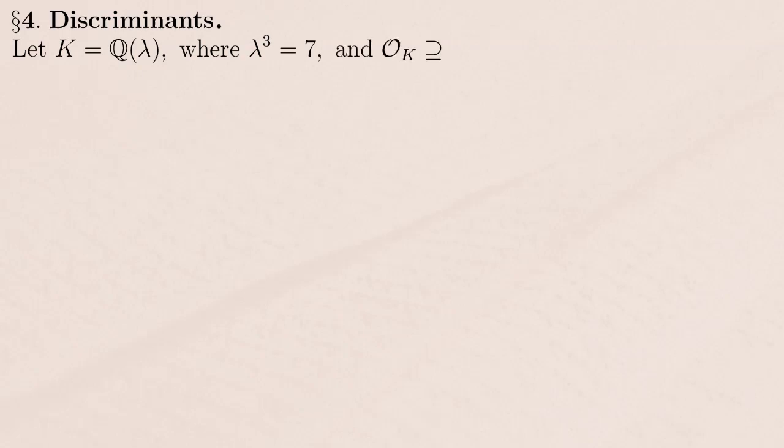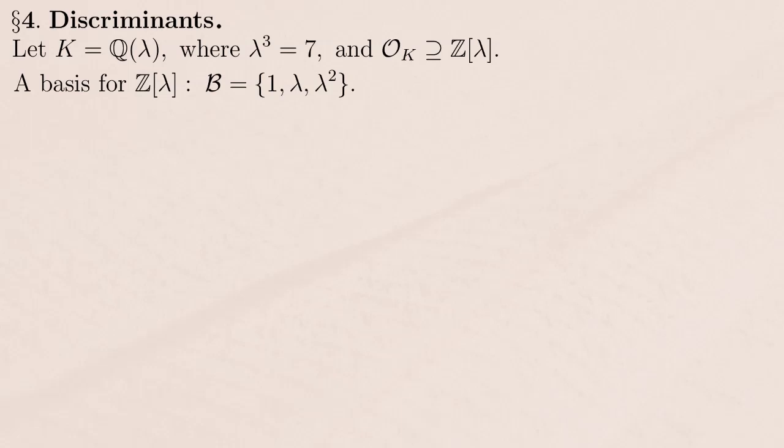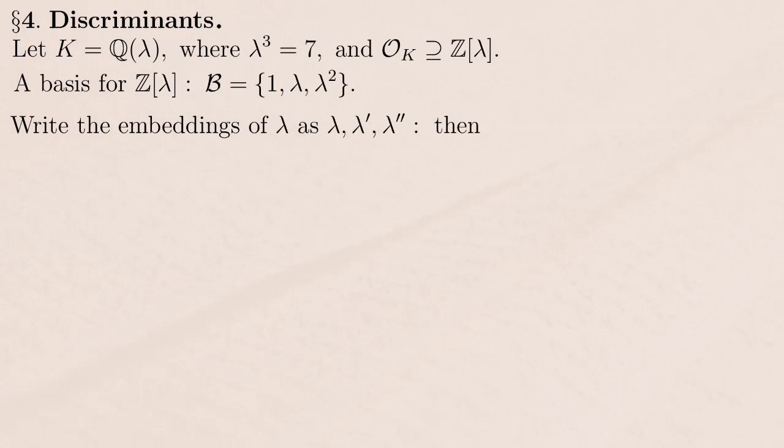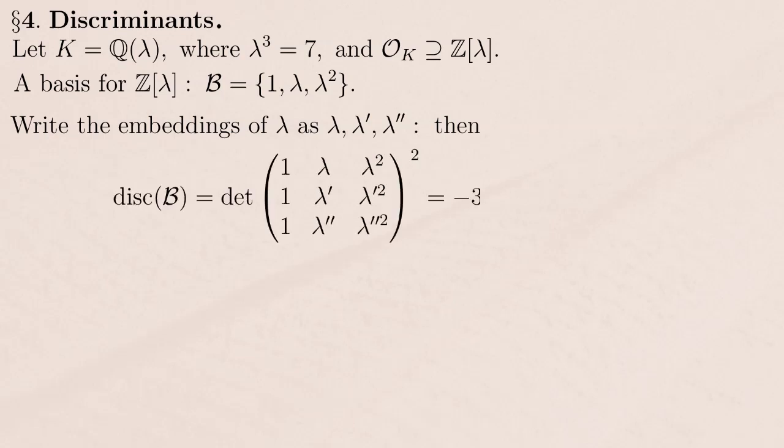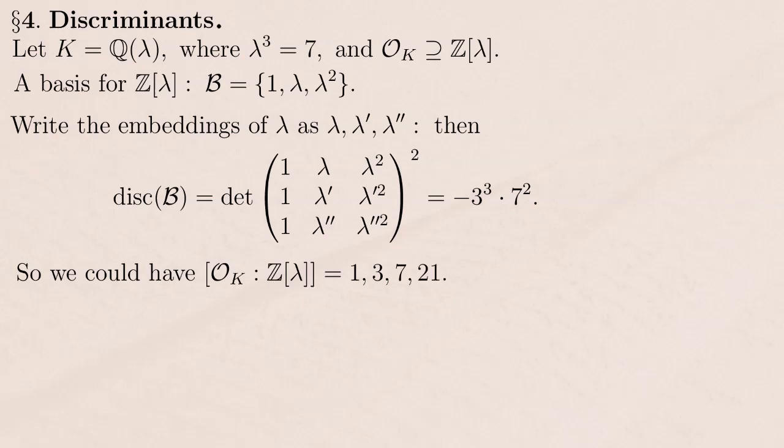Section 4. Discriminants. Let K be Q adjoin lambda, and now we're going back to the special case where lambda is a cube root of 7. We know that the ring of integers contains Z adjoin lambda, and we can pick a basis for Z adjoin lambda, say the basis 1, lambda, lambda squared. Since we know the three embeddings of lambda from the beginning of the video, we can calculate the discriminant of this basis as minus 3 cubed times 7 squared. So remember that this tells us the index of Z adjoin lambda in O_K could have a factor of 3 and/or a factor of 7 in it. Okay, so it could be 1, 3, 7, or 21.